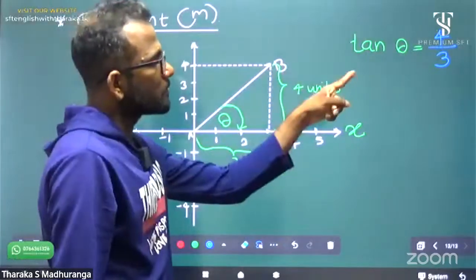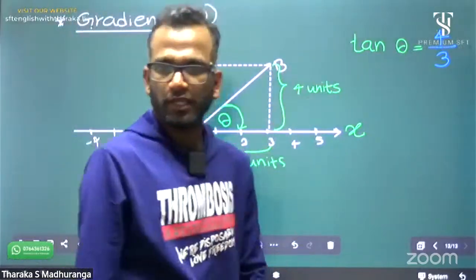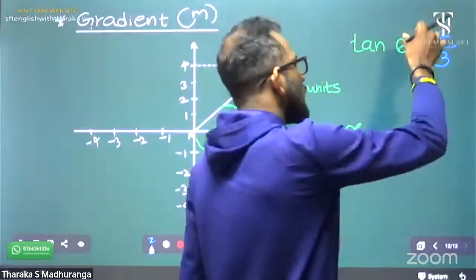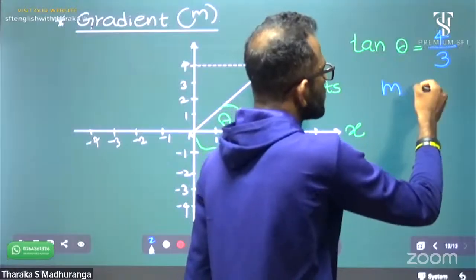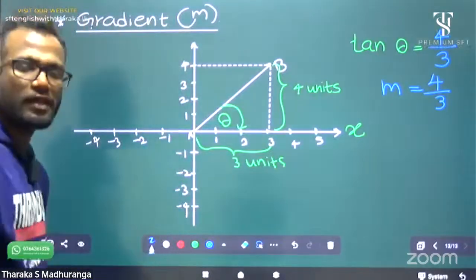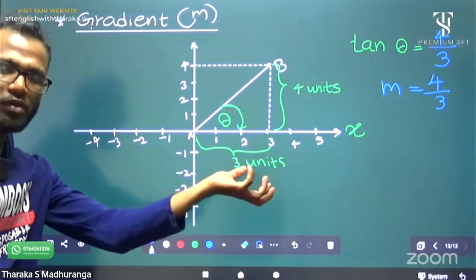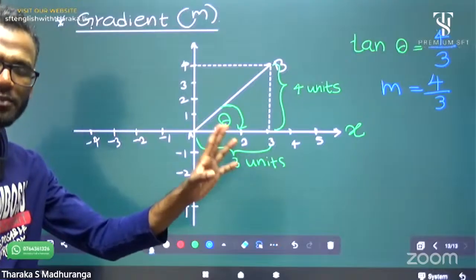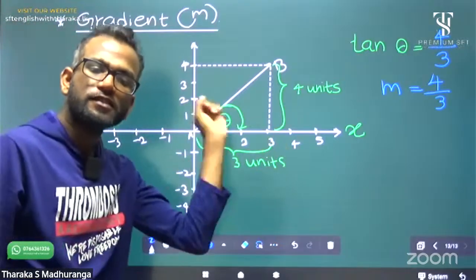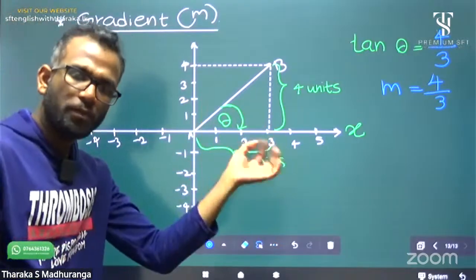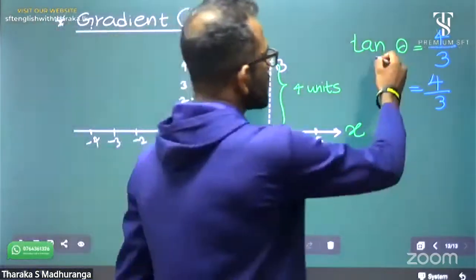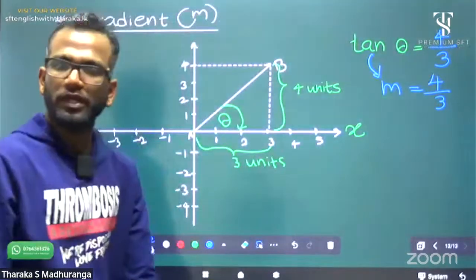Adjacent 3. Now tan theta equals 4 over 3. If it is tan theta, and tan theta is a gradient, therefore I can say the gradient equals 4 over 3. Tan theta equals the gradient. What is the meaning of gradient? The slope, or tan of the angle to the x-axis positive direction, that is equal to the gradient.